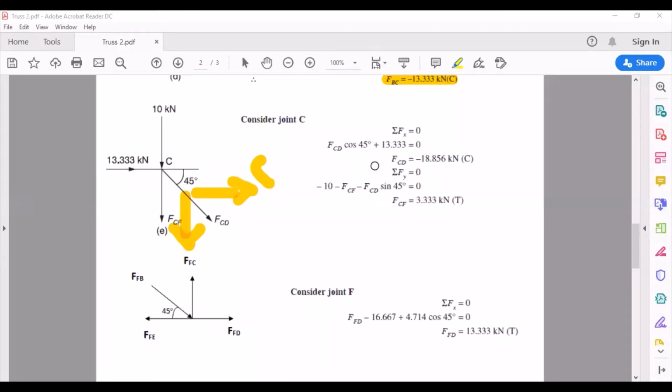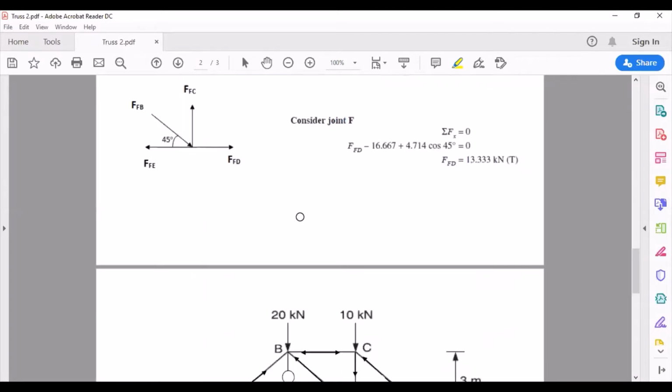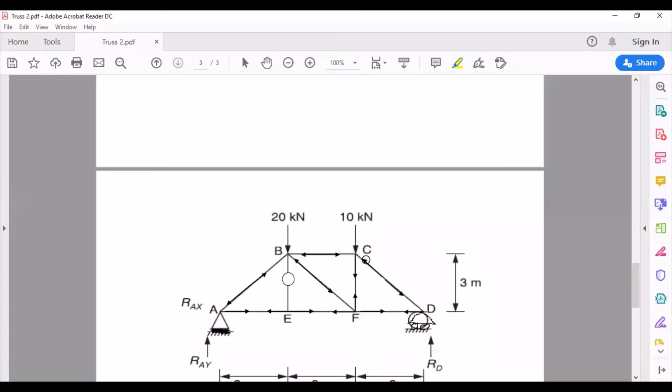After rearranging the terms in this equation, you will get FCF as positive, that is 3.33, which means that the direction assumed for FCF is correct. So only this FCD is to be reversed. For FCD, it will be towards C, whereas for this it will be away from C. So CD is towards C, thereby this arrow also will be towards D, whereas C to F was away from C, so from F also it will be away.